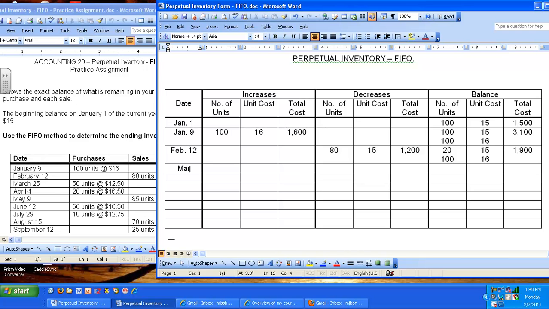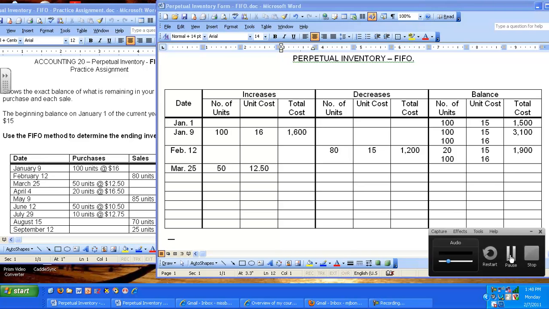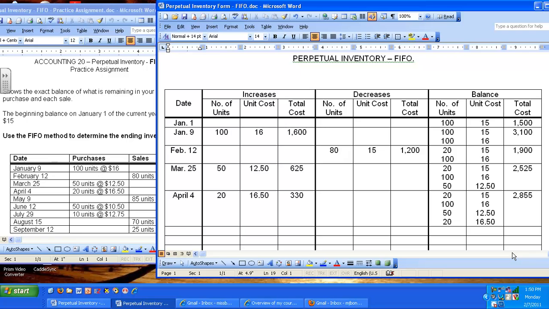On March 25th, we purchased 50 units at $12.50 for a cost of... I'm going to pause the recording while I do the March and April purchases. All right, as you can see, I've entered in the March and April purchases and have recorded the balances as well.